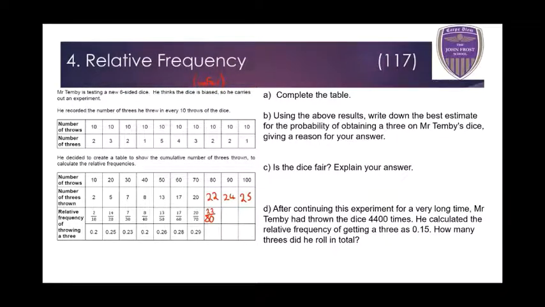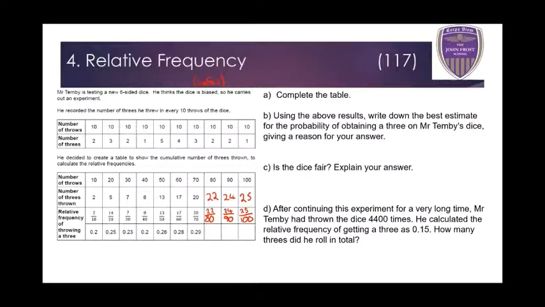The next one, he had 24 threes out of 90. So 24 out of 90. And then the next one, he had 25 out of 100. Now, you're going to solve these as decimals, okay? So you're going to get your calculators and you're going to solve these fractions, okay?